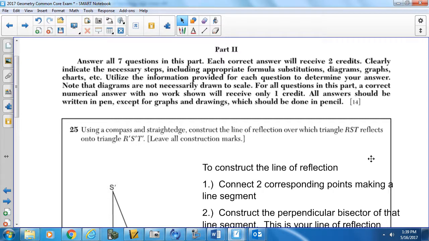All right, we're going to start looking at part 2 of the geometry exam, the 2017 geometry exam. All right, on question 25.